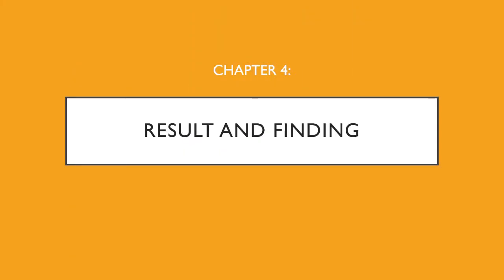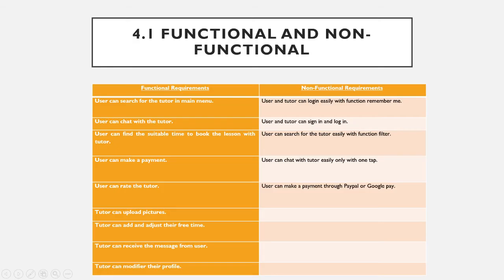Chapter 4 is result and finding. 4.1 Functional and non-functional. Functional requirements. User can search for the tutor in main menu. User can chat with the tutor. User can find the suitable time to book the tutor. User can make a payment. User can rate the tutor.